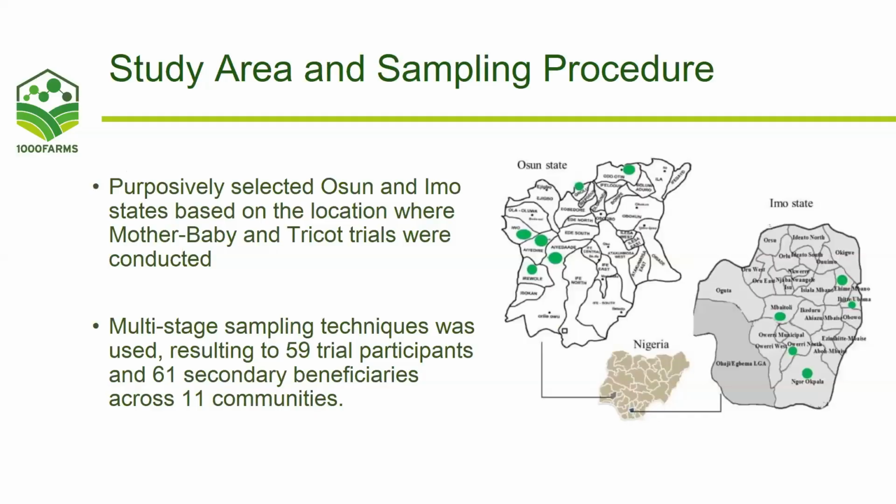The study area was Oshun and Imo, based on the locations where the mother baby trials were conducted.